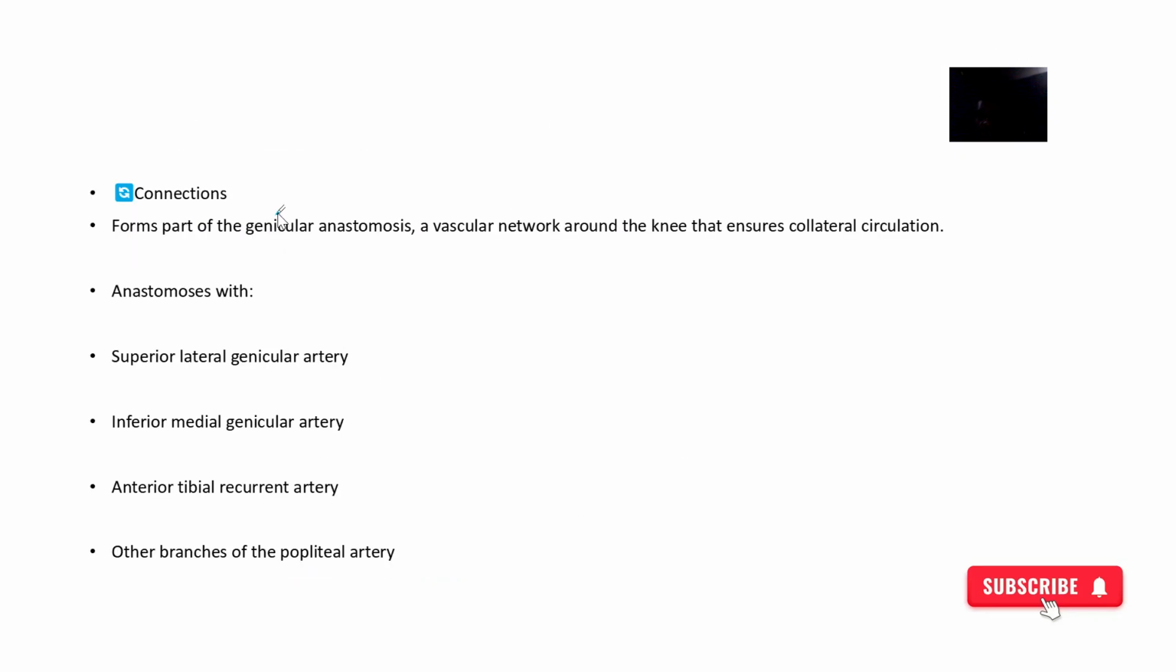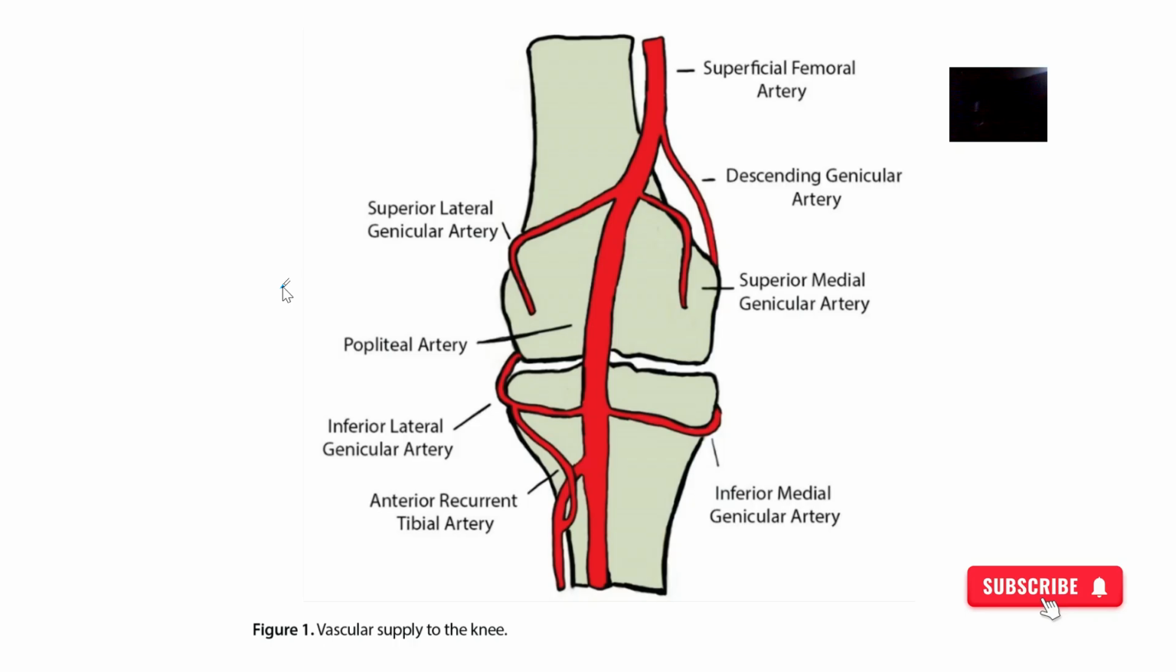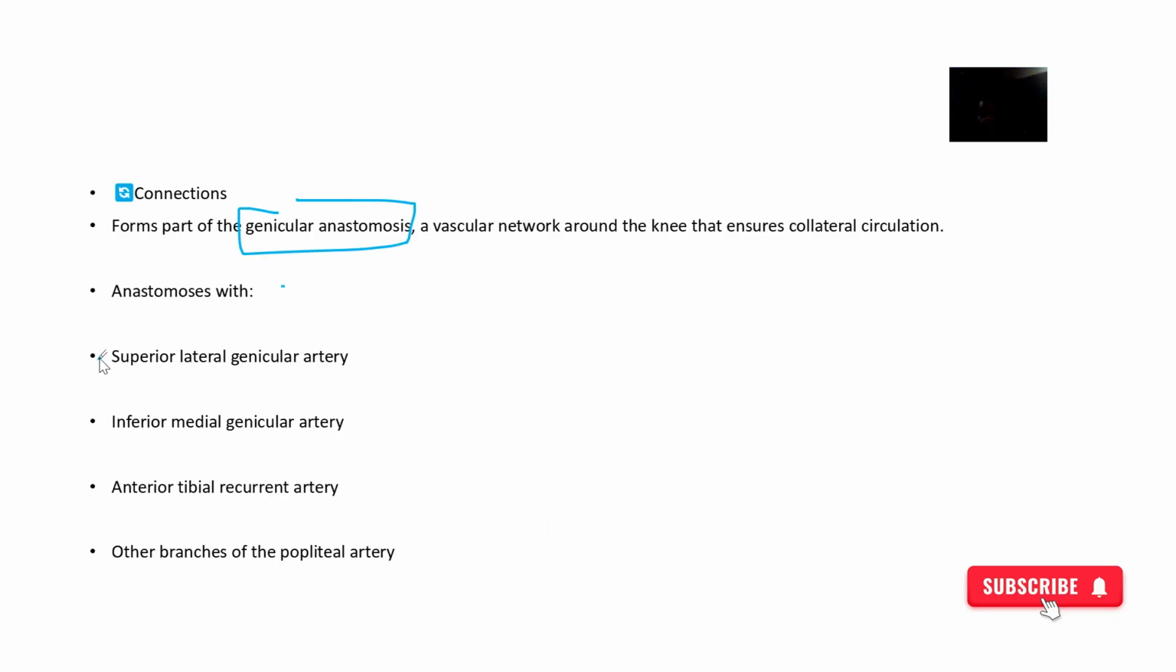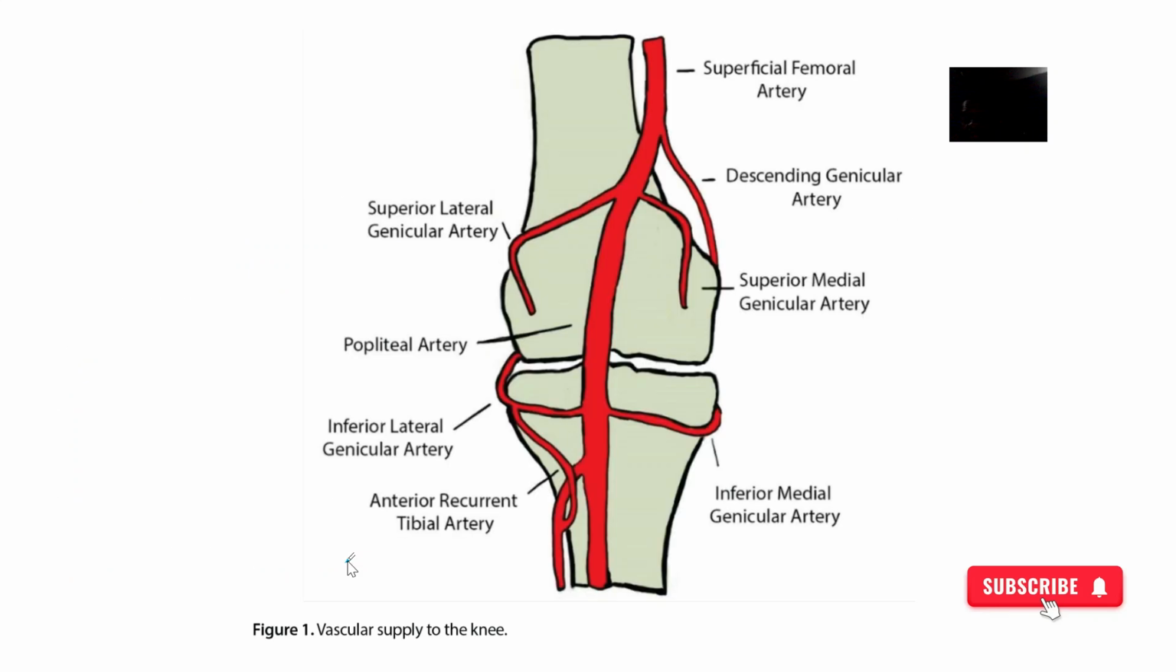So it forms part of all the arteries that have to come together so that the knee will now have a blood supply. Okay, so it anastomoses. It joins with the superior lateral genicular artery, inferior medial genicular artery, anterior tibial recurrent artery, and some other branches of the popliteal artery.